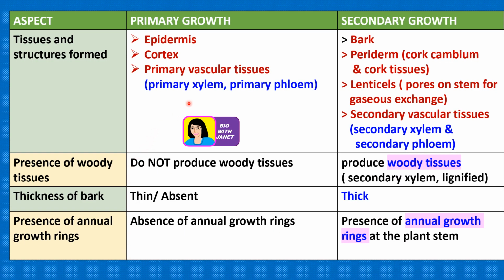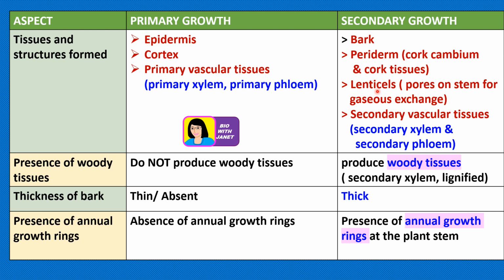Right, tissues and structures formed. In primary growth, the epidermis, cortex, and primary vascular tissues such as primary xylem and phloem are formed. But in secondary growth, the secondary tissues are formed. So bark is formed, the periderm, which consists of cork cambium and cork tissues, are formed. Okay, bark consists of the periderm plus the living phloem, right?